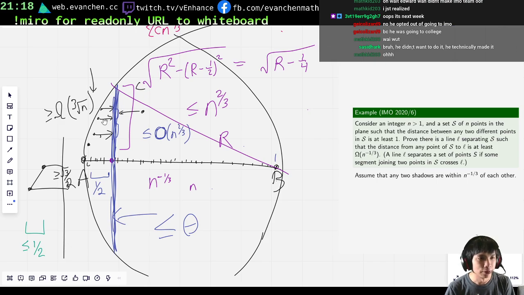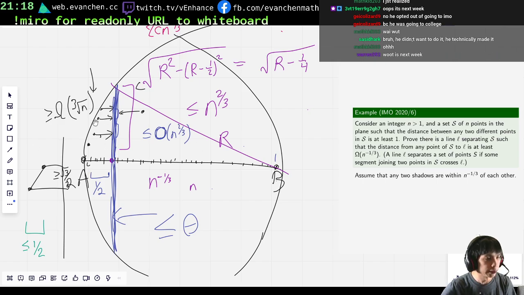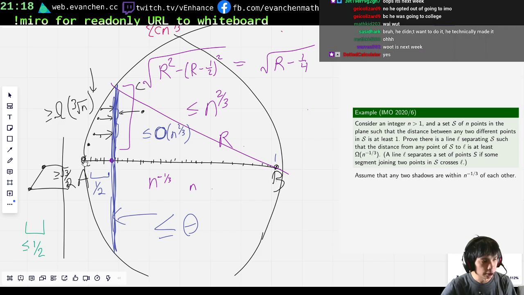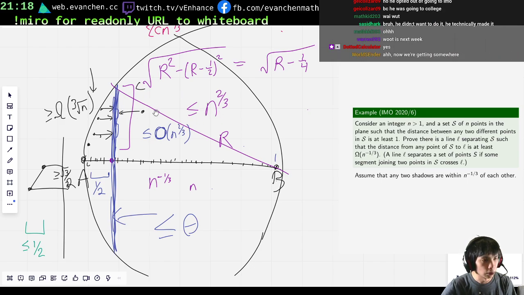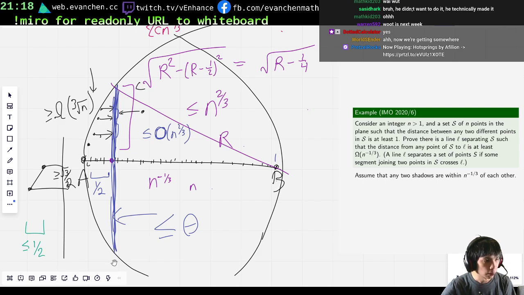So here's what happened. I narrowed this strip because the shadows to the x-axis are close together. There's a lot of points in here, cube root n points in here. Also, because there's shadows all the way along AB, this whole radius is at most like n to the 2/3 ish. So this blue segment is not too long.